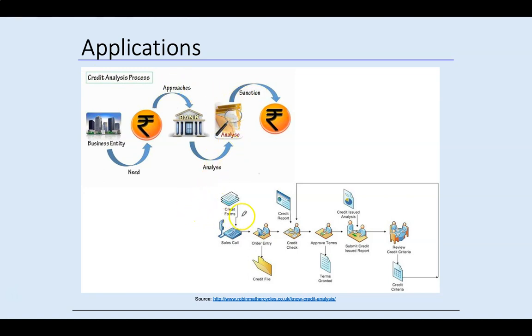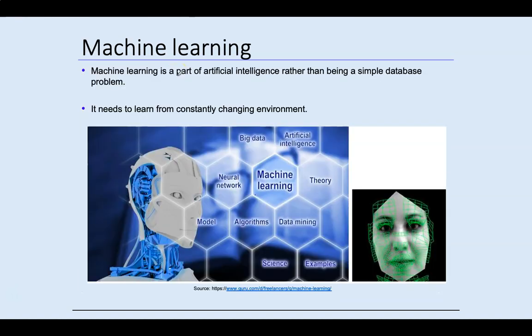So the same thing we can automate. Previously, it happened like this: there is a sales call, order entry, credit report check, approval team, then credit issue analysis after talking to the customer, and then we review the credit. That same thing we can do with complete machine learning automation.